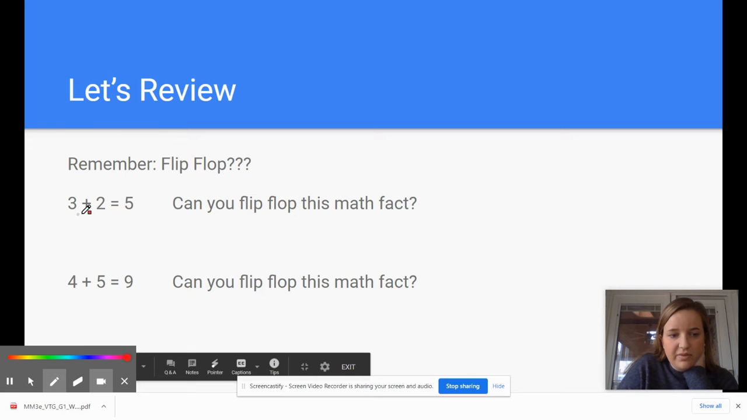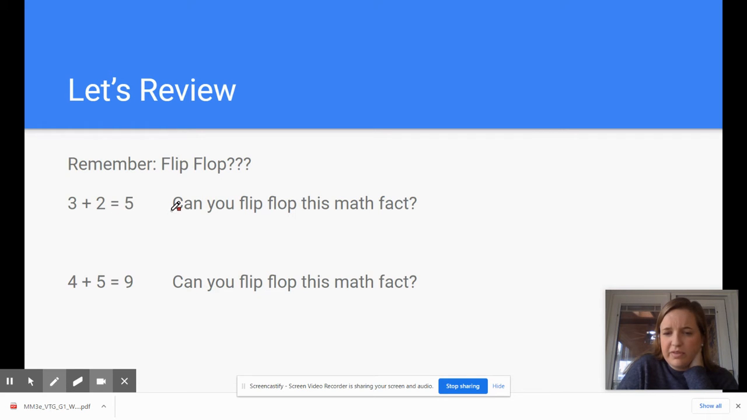So let's review. If I have 3 plus 2 equals 5, can you flip-flop this math fact? Remember, we just switched the numbers. Instead of saying 3 plus 2 equals 5, we put 2 in the front and 3 in the back, because it's not always fair that 3 gets to be the line leader. This should ring a bell with you. So we're going to flip-flop. 3 goes to the back, 2 goes to the front. So 2 plus 3 equals 5. Flip-flop, we just take the numbers and switch them.